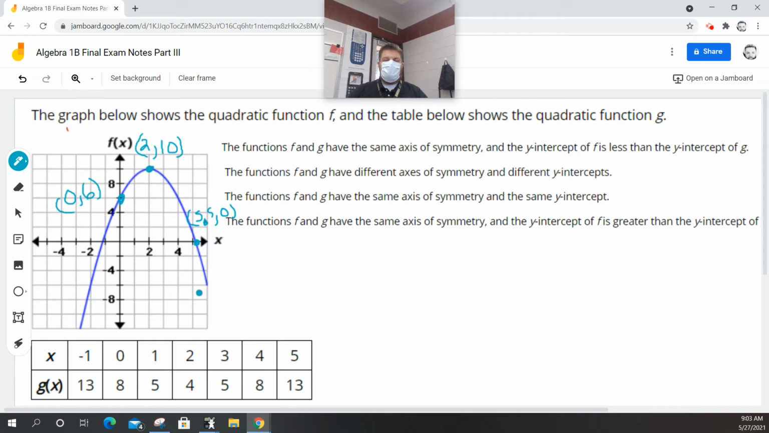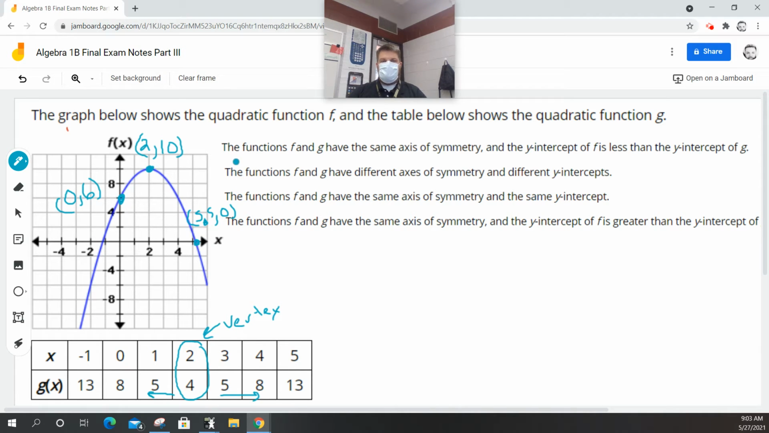So what we're looking for is behaviors and patterns. This is the vertex here. I can tell you that the vertex of g(x) is this (2, 4), because the pattern is the same going this way as it is going this way. So there's symmetry there. I'm looking at the y values; you kind of have to ignore the x values. So this is the vertex for this. And so let's read the answers and see.